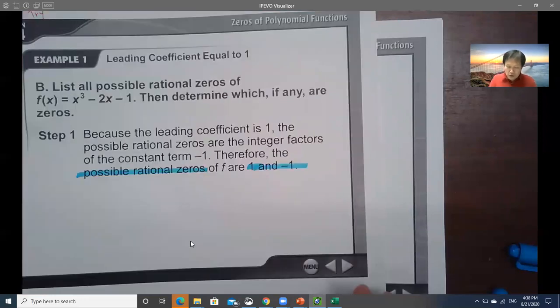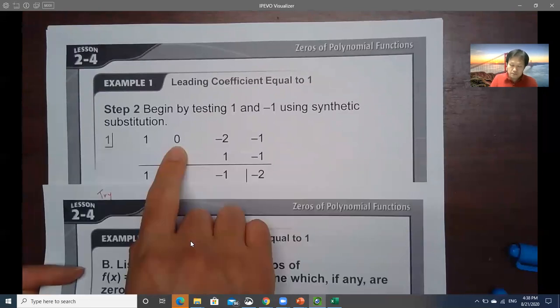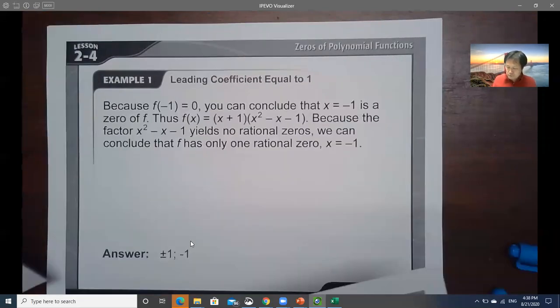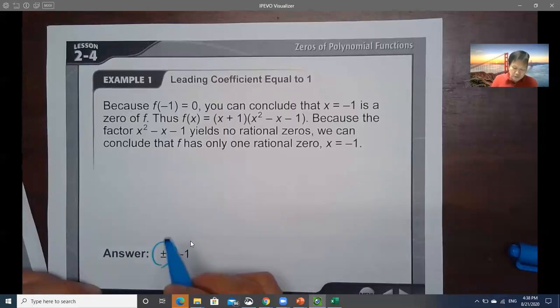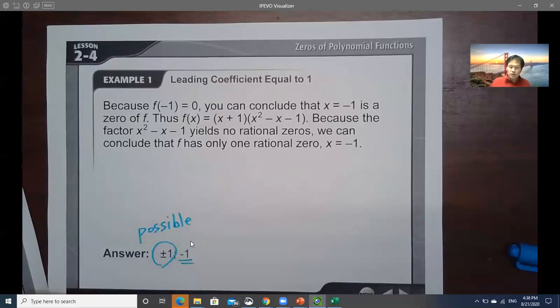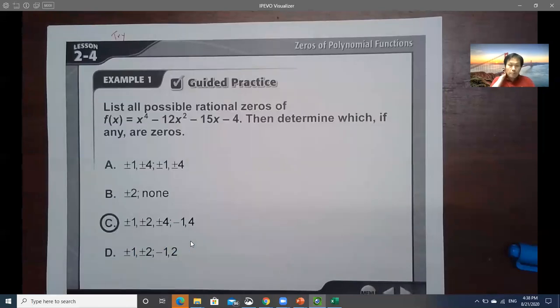Okay, when you do synthetic division, be careful. Third power, second power is missing, so you have to reserve the second power spot with the 0. Just be careful with that. So the real zero is actually -1. So those are the possible zeros, and that is the actual rational zero. Okay, pause the video. Please try this.